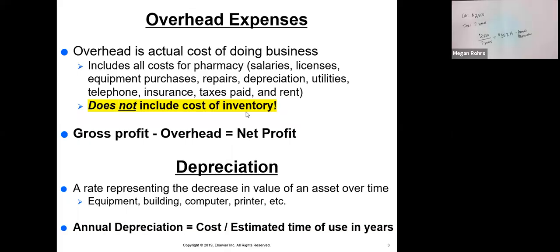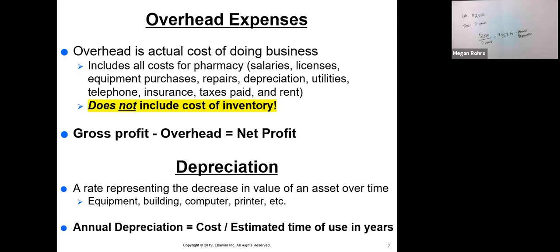So now we're going to go back to the slides here. We're taking a look now at what we call overhead. So the overhead is basically just the cost of doing business. So you can see some examples here. We've got to pay wages for our technicians and pharmacists.